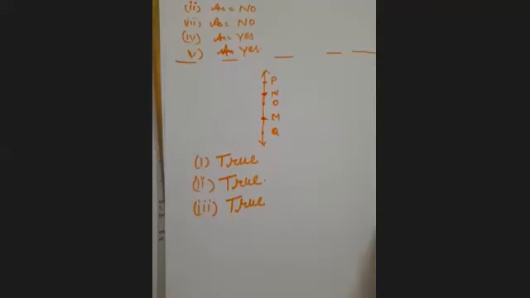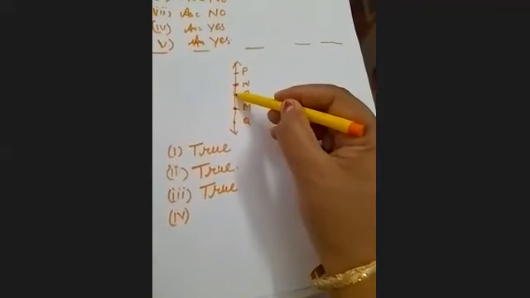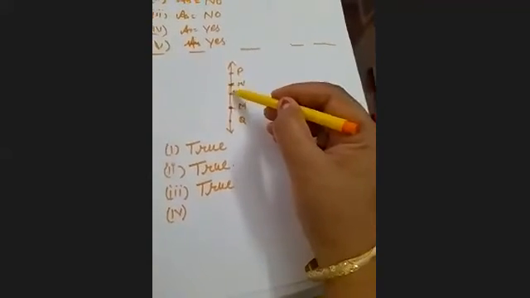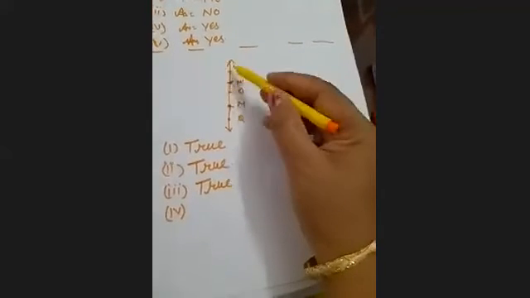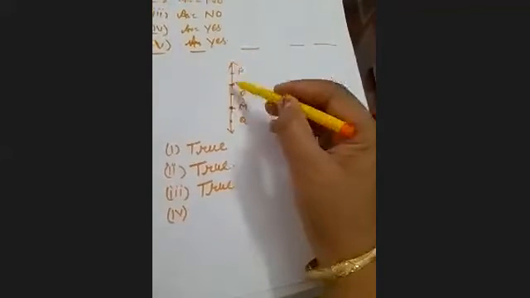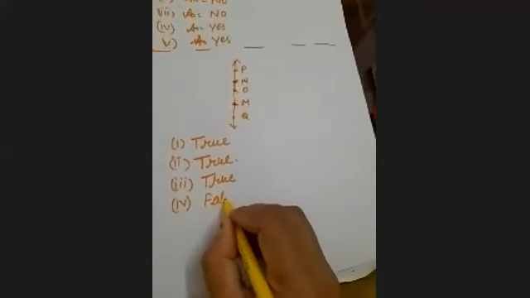Next is the fourth statement. O and N are endpoints of segment OP. This is OP. These are not endpoints. So your answer is false. The fourth statement is false.